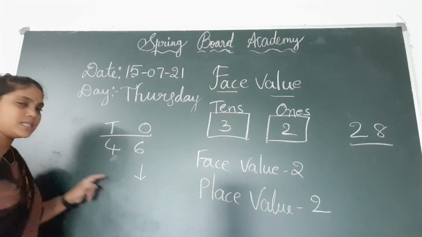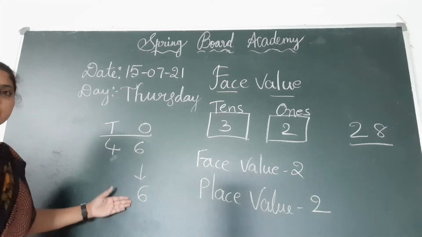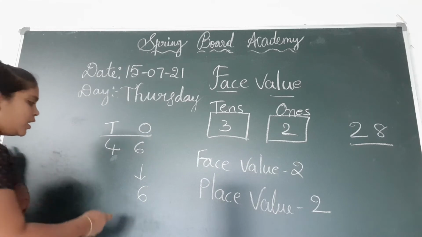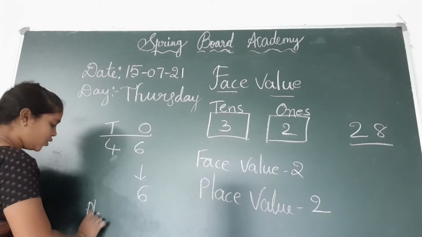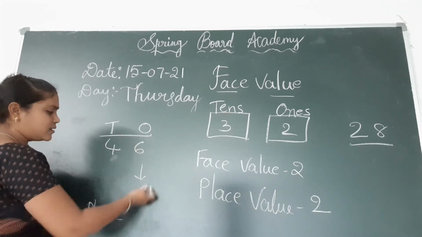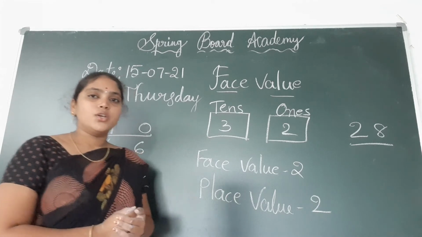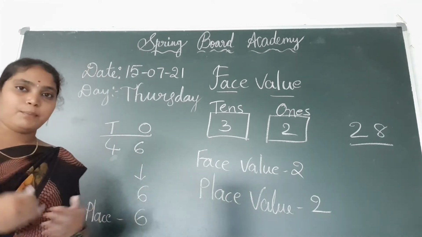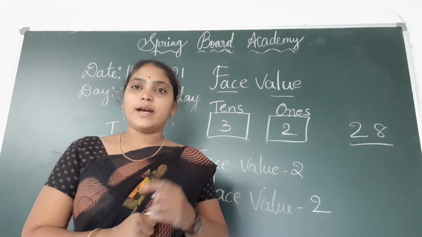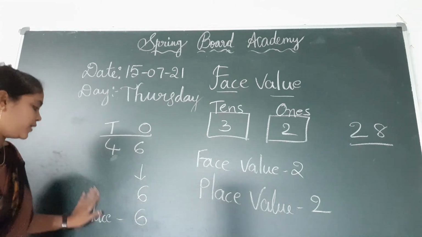For example, 46. Ones place, tens place. What is the face value of 6? Face value means we have to write the same digit, so the face value of 6 is 6. Now write the place value also. What is the place value of 6? 6 is in the ones place, so the place value of 6 is also 6. So we can say that the face value and place value of ones place digits are the same. But in the tens place it's different, children.